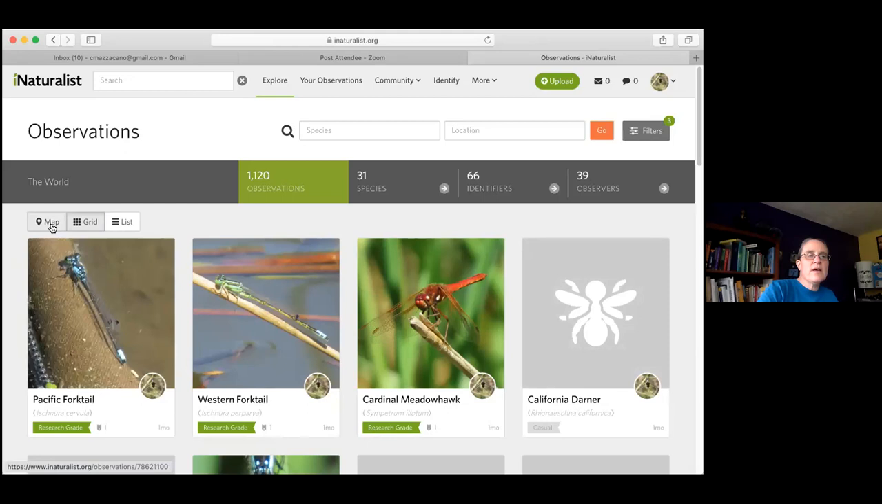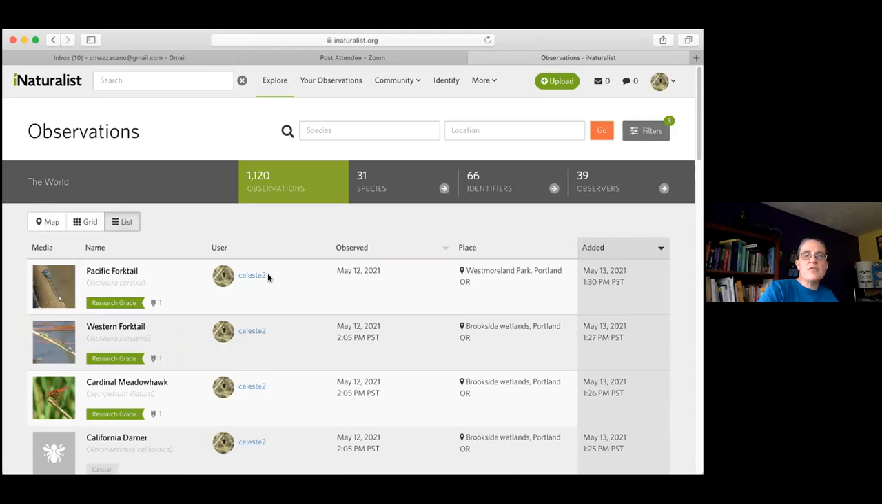And you can also take a look at where they're located on the map, or you can put them in list form, and then you can see who reported it, what date it was observed, where it was found at, okay? But let's say that I want to go back.